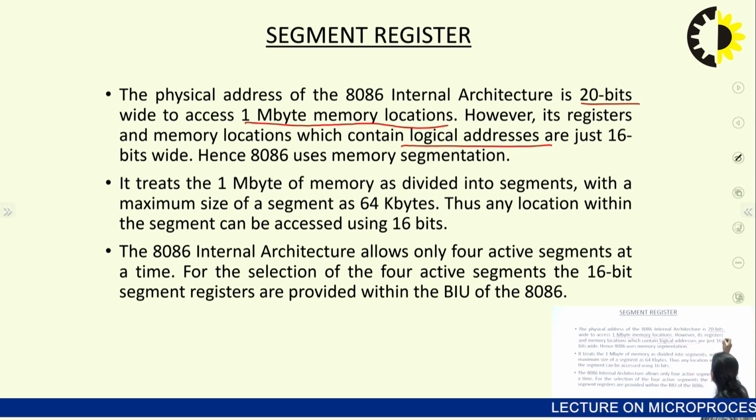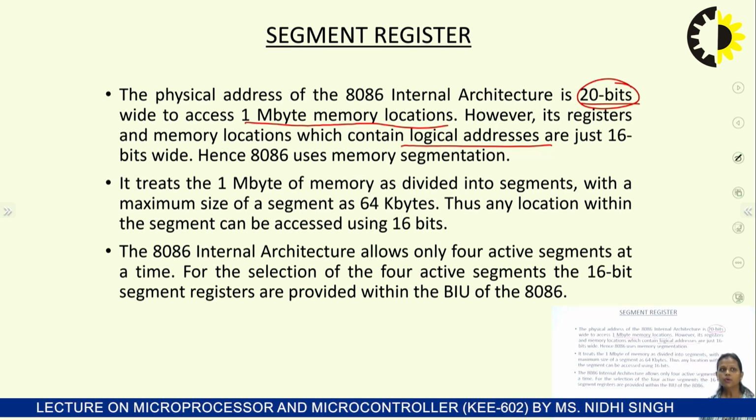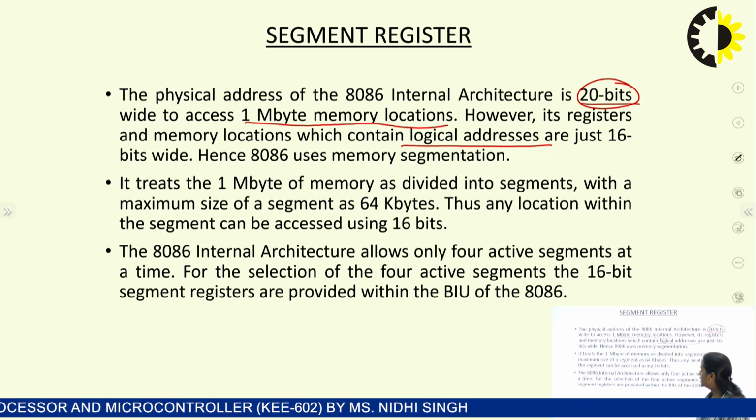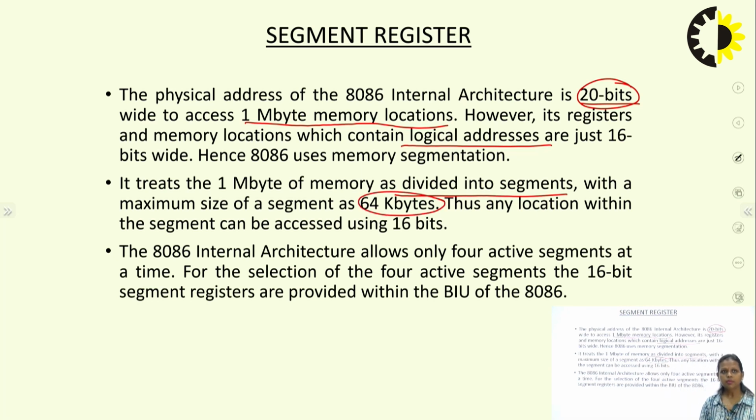Actually, here we have 20 bits of physical address, but we can't store this 20 bits in a register because registers are 16 bits wide. So here what we have done is segmented our memory. It treats the 1 megabyte of memory as divided into segments with a maximum segment size of 64 KB. So we have divided our memory, and each memory segment is of 64 kilobytes. Thus, any location within the segment can be accessed using 16 bits.